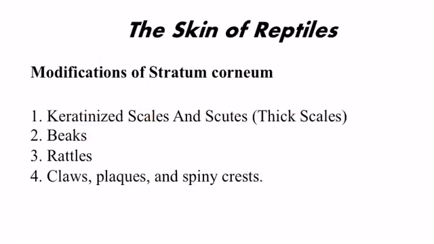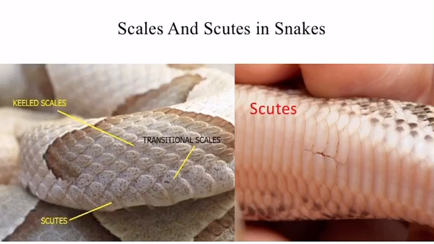Modifications of the stratum corneum. The stratum corneum is modified into keratinized scales and scutes, beaks, rattles, claws, plaques and spiny crest. This is a close-up of the skin of a snake. Here scutes are visible, which are modifications of the stratum corneum, and these scales and scutes are present on the skin of a snake.